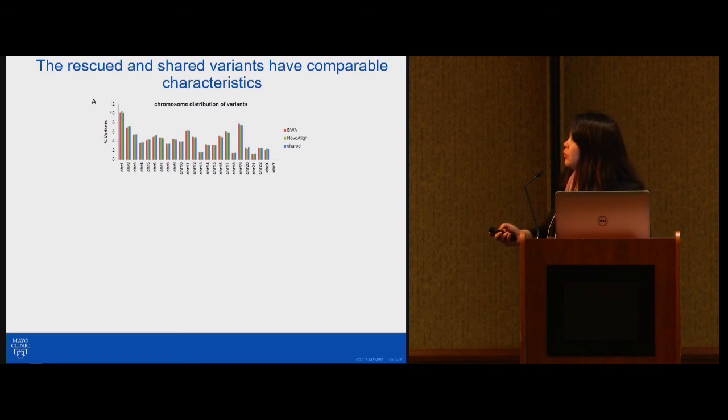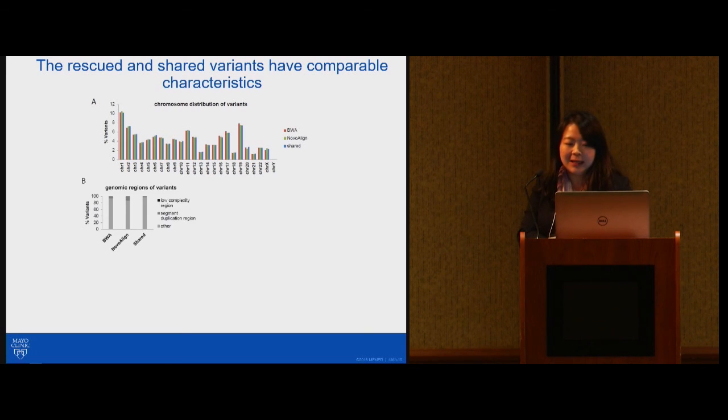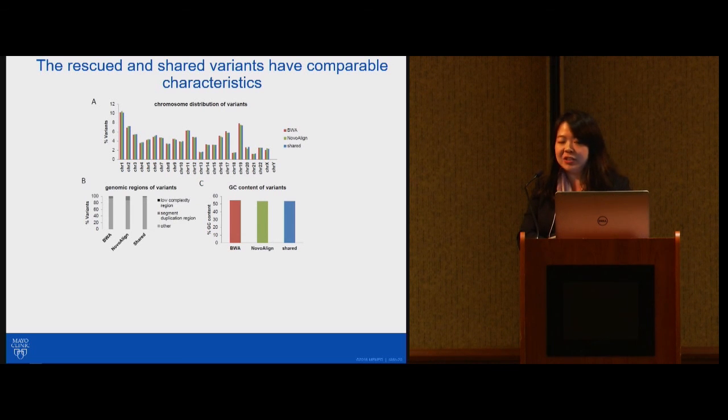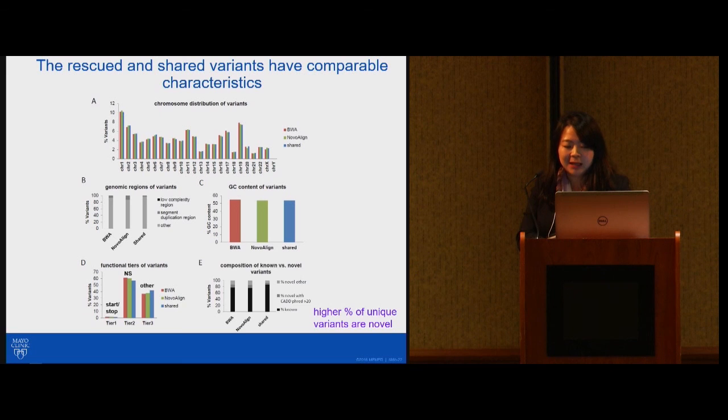We further looked into additional characteristics in the 3 groups of variants. We see that the 3 groups have very similar chromosome distribution. The majority of them are located in reasonable genomic regions with no mapping difficulty. The 3 groups of variants have very similar GC content surrounding them. They have very similar functional impact separation. And what's interesting here is that more of the aligner-specific variants are actually novel, which are the very type of variants we're interested in.